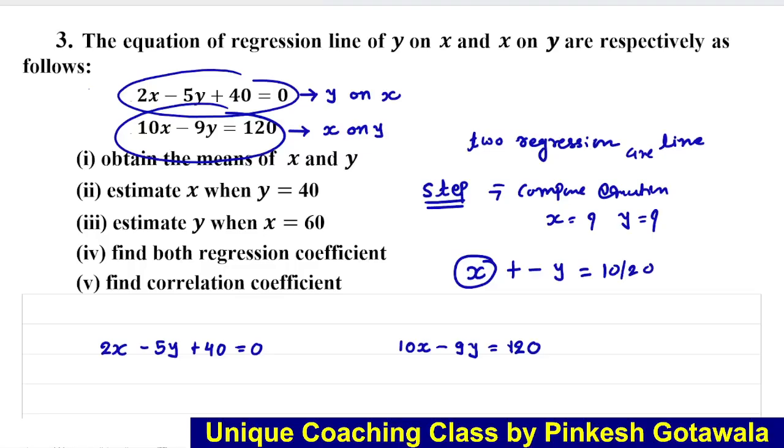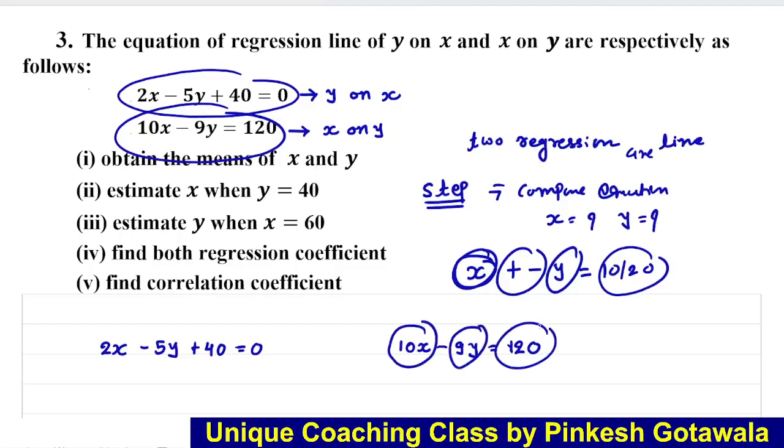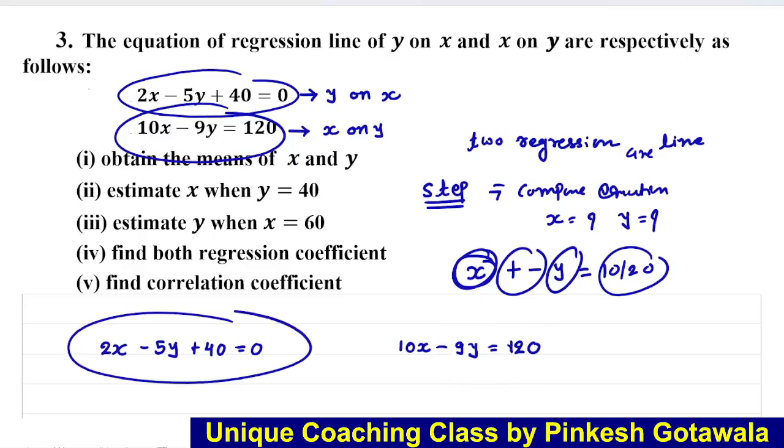So the format of the equation is like this: first x, then plus or minus in between, then y and is equal to some number. We must have the equation in this form. Look at this. Here 10x, 9y and 120. So it is okay, it is in the normal form as we need. But this one is not in the normal form which we need. So make it in normal form.